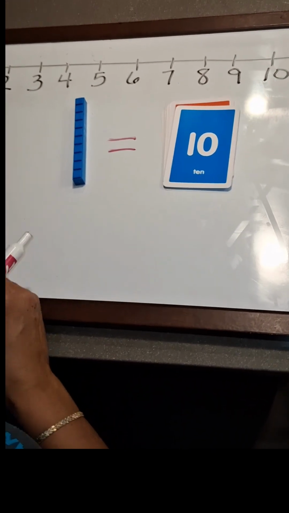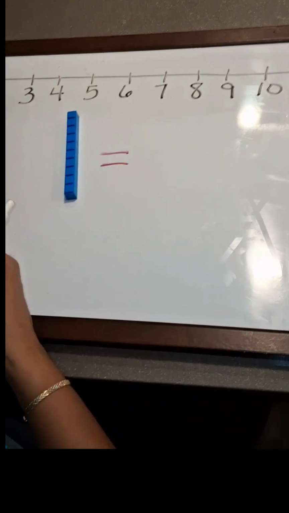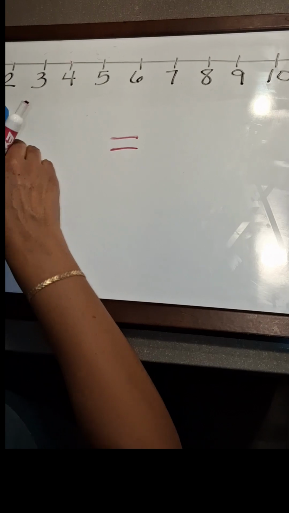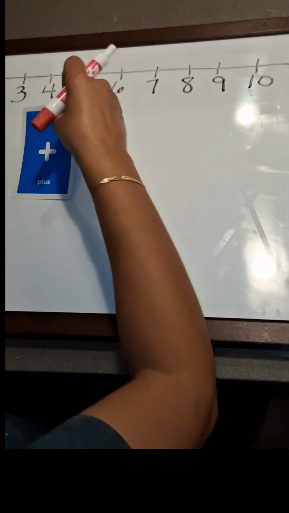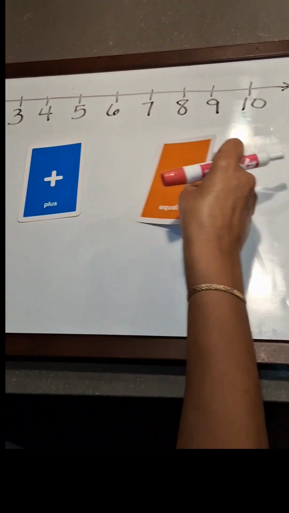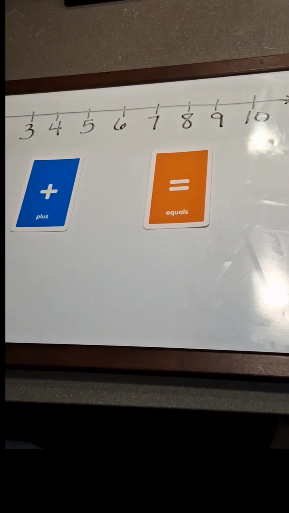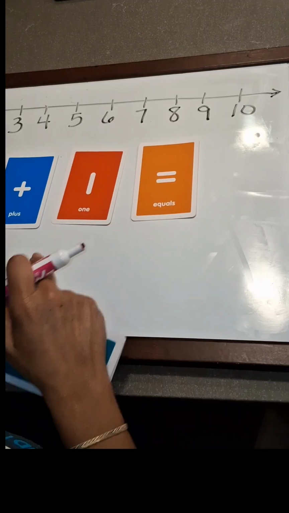All right. So we've just added numbers together to equal a number up to 10. All right. So now I'm going to put a plus sign here and it equals here. And then let's just work some problems out. All right. What if I have 0 plus 1? It's equal to what?